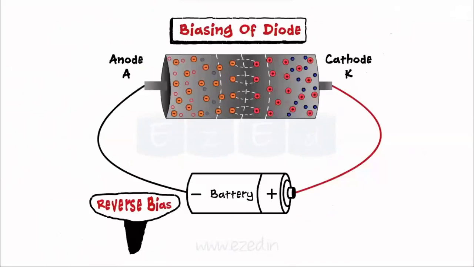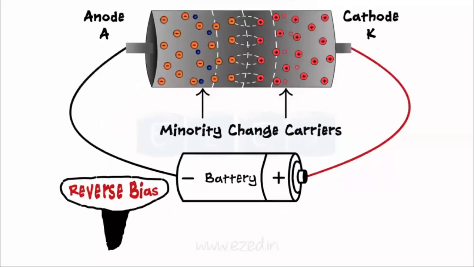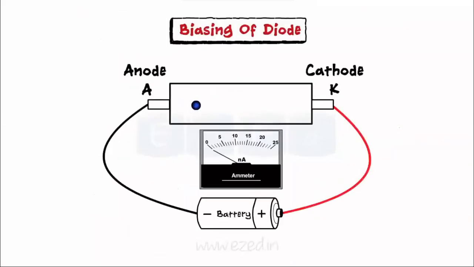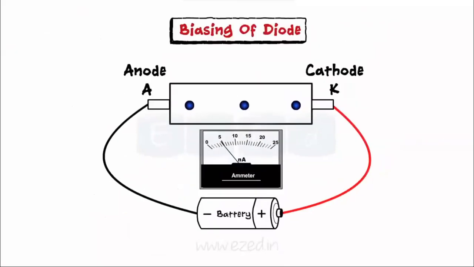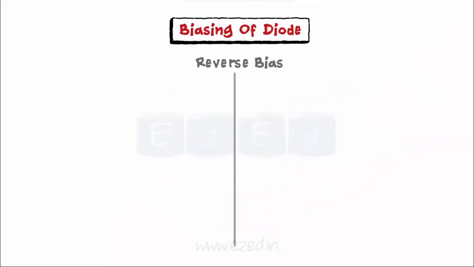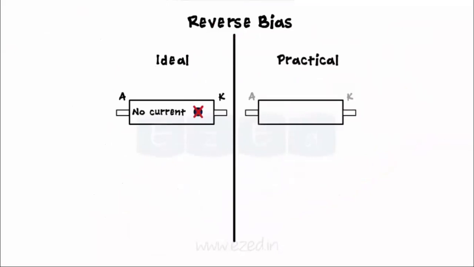But there are some minority charge carriers always present in both the regions. Hence, in the reverse bias case, minority charge carriers cross the depletion region, setting up the current flow. But the magnitude of this current is very low, in nanoampere range. Ideally, in the reverse bias mode, current through the diode must be zero. But practically, we get some current which is called the leakage current.